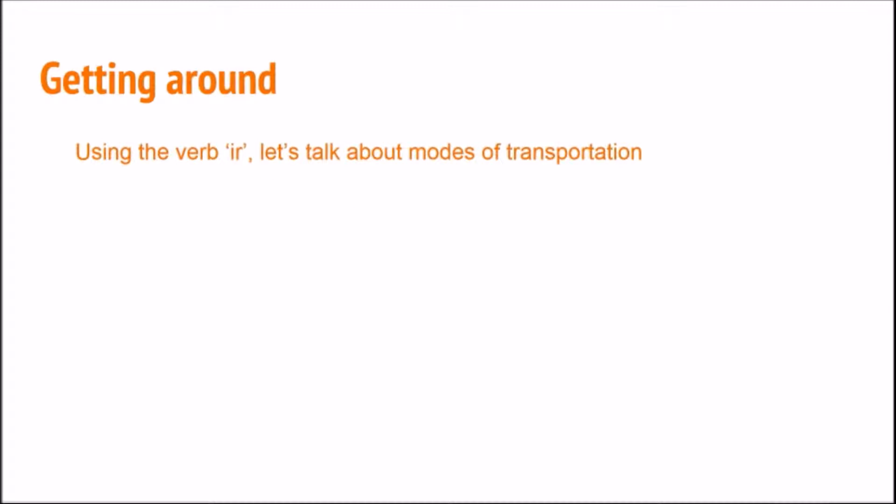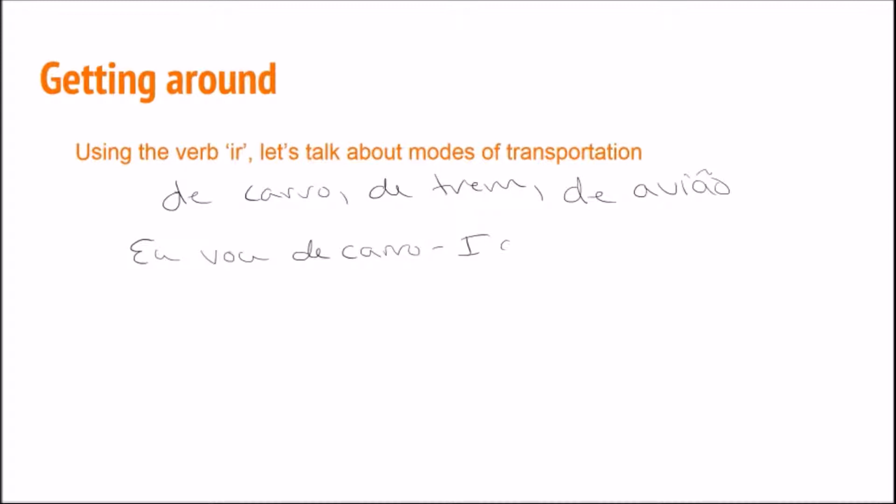Right? So let's talk now about getting around, right? So for the most part, there are only two ways of doing this, right? So for all modes of transportation, really you can say de carro, de trem, de avião, de plane, right? So for all methods of transportation, you can just say de carro. I'll give an example. Eu vou de carro. I go by car, right?